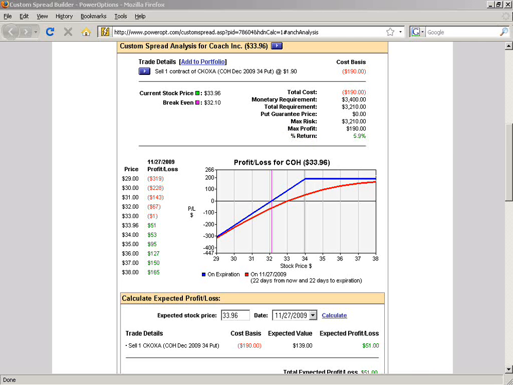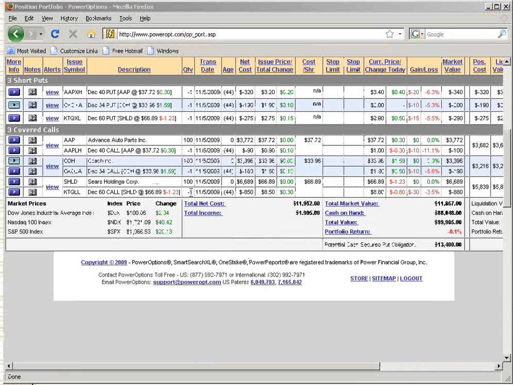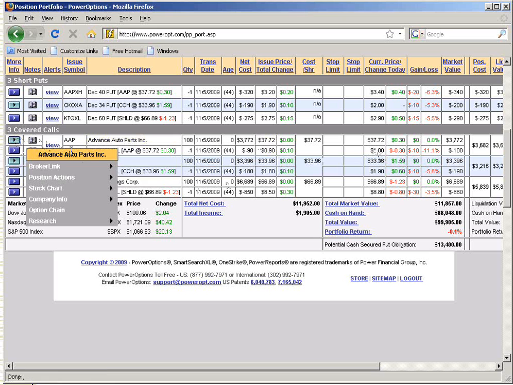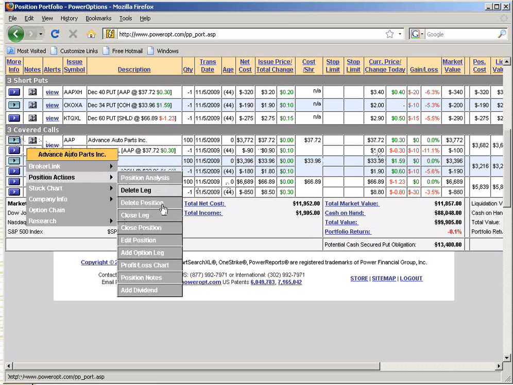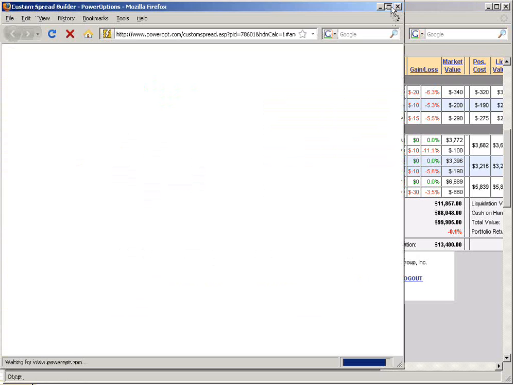All right, let's close this one. Let's do our last comparison there. Remember, Advanced Auto Parts, currently trading at close of business today at $37.72 per share. We could sell the December 40 call for about 90 cents. All right, let's link from our portfolio tool, go to Position Actions again, into the profit and loss chart for Advanced Auto Parts.